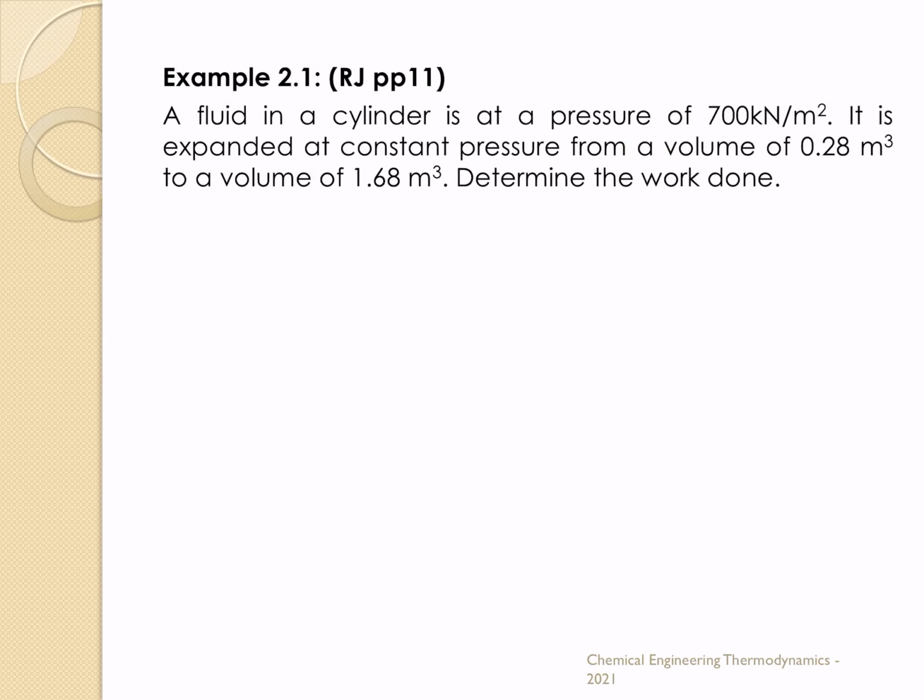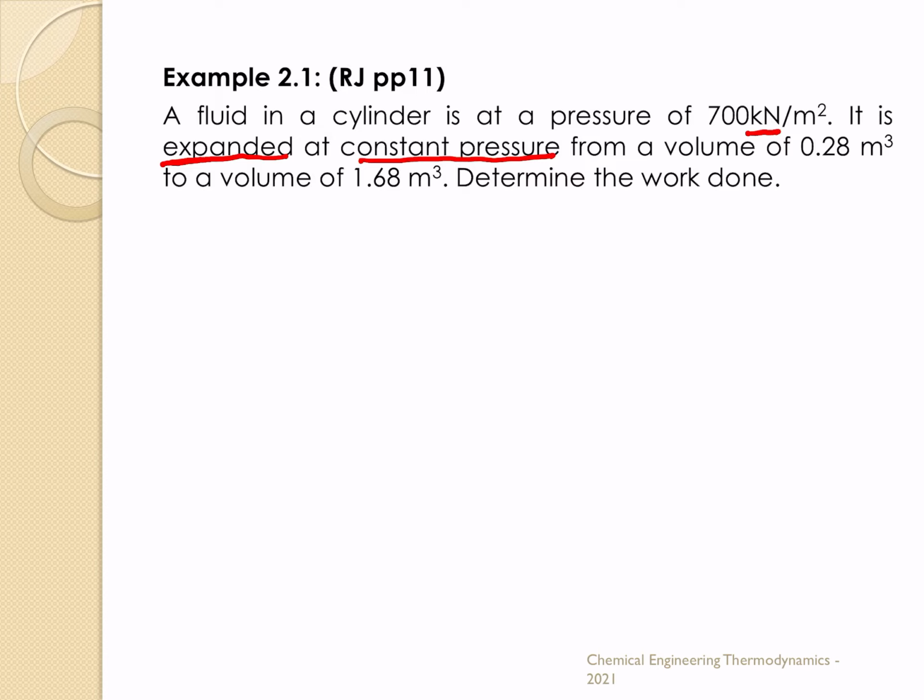So the first question says a fluid in a cylinder is at a pressure of 700 kilonewton. Take note of that unit, kilonewton. It is expanded. It's also critical for you to take note of that. At constant pressure from a volume, so that will be the initial volume, V1 of 0.28 to a volume of 1.68 meter cube. So you can see that increase. Determine the work done.